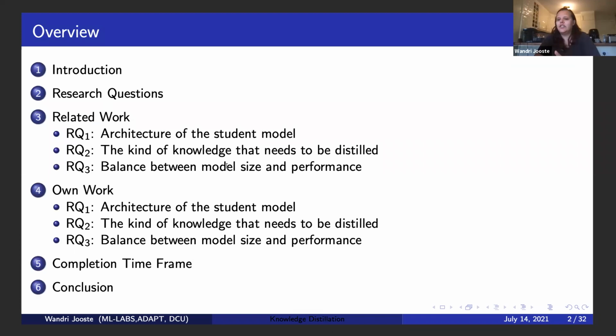Here is an overview of what I will be talking about. I'll give a brief introduction, then go through my research questions, and then the related literature that I have reviewed up until now for each research question, and the work I've done as well. Then the completion time frame, and a short conclusion.